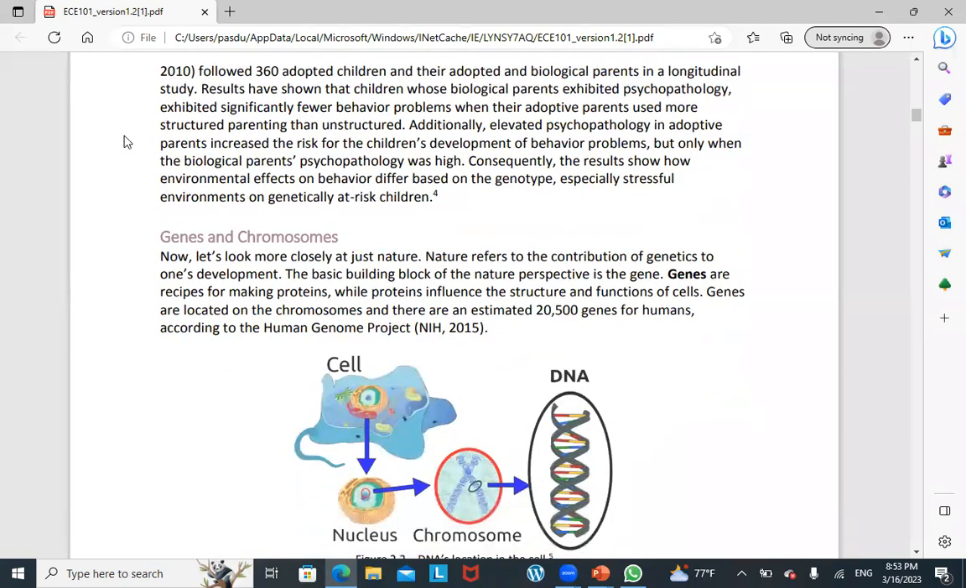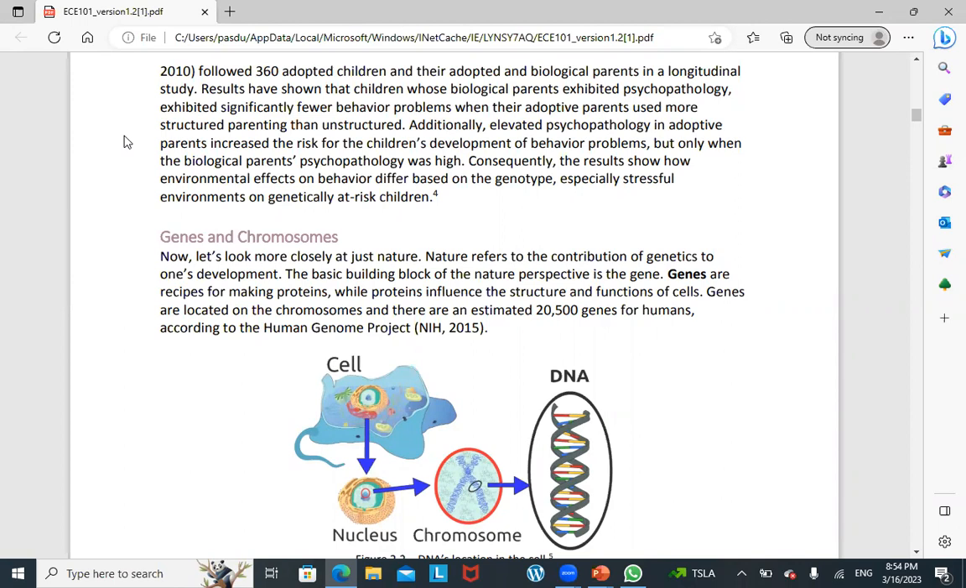Okay, let's see what the difference is between genes and chromosomes. What is a gene and what is a chromosome? Now let's look more closely at nature. Nature refers to the contribution of genetics to one's development. The basic building block of the nature perspective is the gene. Genes are recipes for making proteins. Proteins influence the structure and functions of the cells. Genes are located on the chromosomes, and there are an estimated 20,500 genes for humans, according to the Human Genome Project.